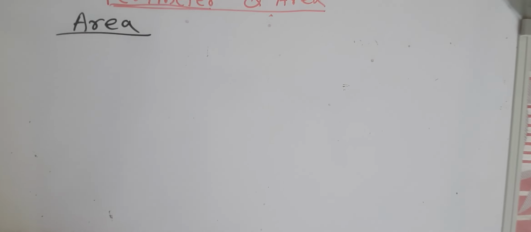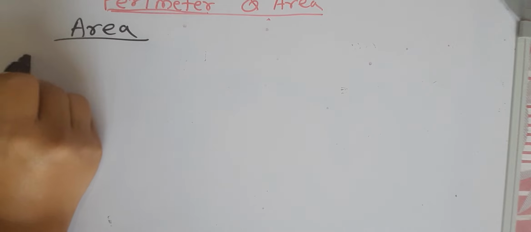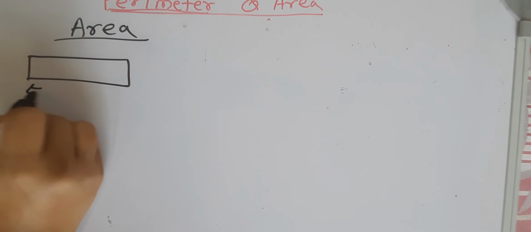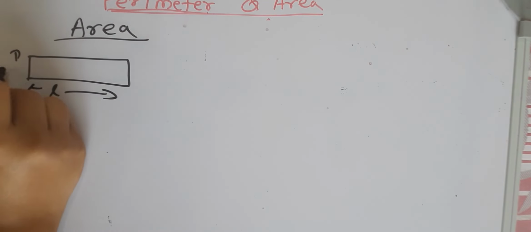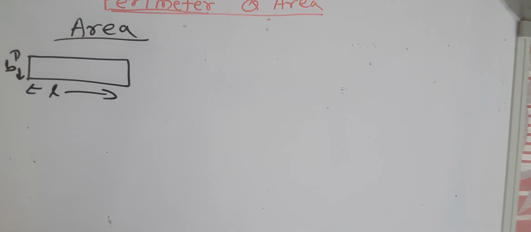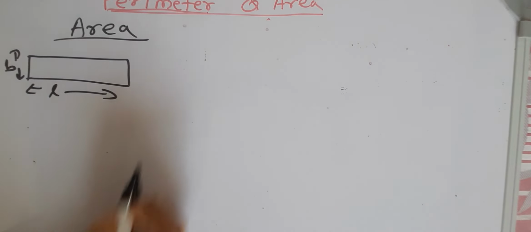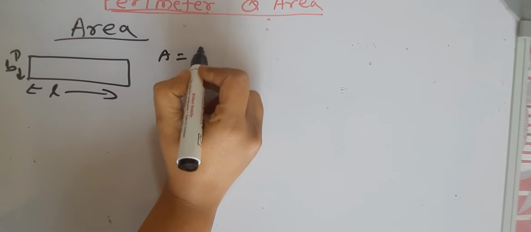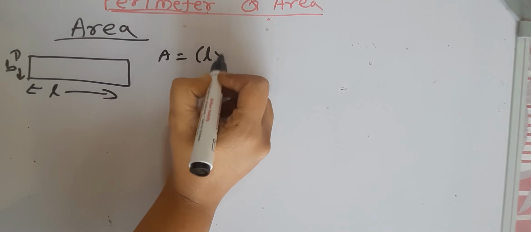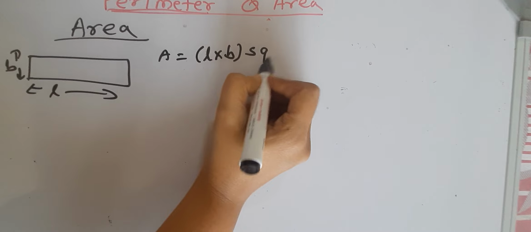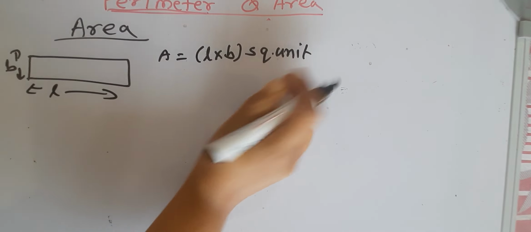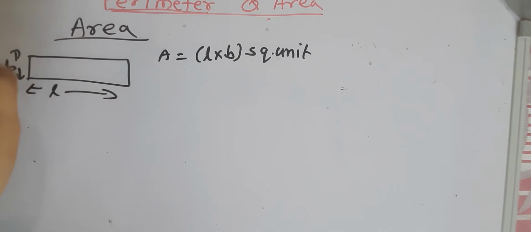Finding out the area is also very easy. Okay, now let's start with the rectangle first. We know this is the length and this is the breadth of the rectangle. What is the formula to find out the area of a rectangle? Area of rectangle equals length into breadth, square unit. Okay, area of rectangle is length into breadth. That is the formula for finding out the area of a rectangle.